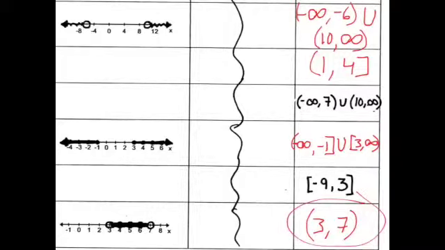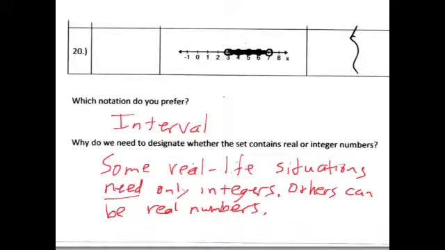And then our bottom one, our shading goes between 3 and 7, because if you look at it, it starts at 3, stops at 7, and it's open circle for both ends. So we're going to have open brackets, or circular brackets, on the ends there. And that brings us to the bottom. Really, you can choose whatever notation you prefer. I'm going to put interval.